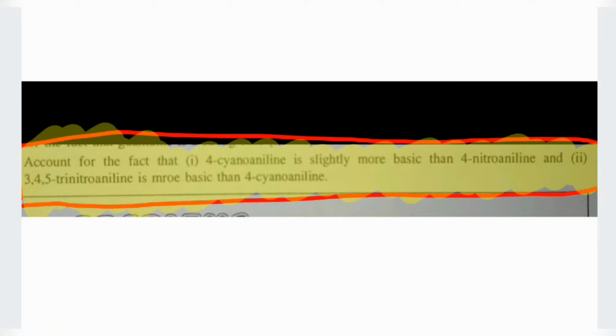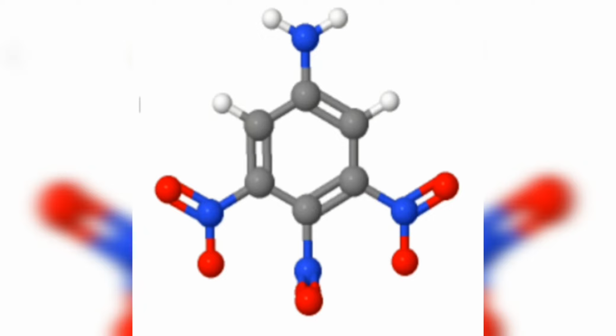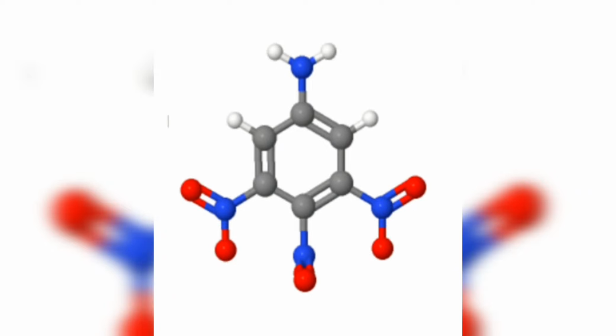Now, in the second part of the question, you are asked why 3,4,5-trinitroaniline is more basic than 4-cyanoaniline. Right now, we saw that 4-nitroaniline is less basic, whereas here you are asked why trinitroaniline is more basic. This is the structure, numbered 1, 2, 3, 4, 5 and 6, of 3,4,5-trinitroaniline. Now, if you look at the ball and stick model, here this is the nitro group, this is the nitro, and this is the other nitro group. From this model, you can see that this nitro group is on the plane and this nitro group is on the plane, whereas the third nitro group here is out of the plane.